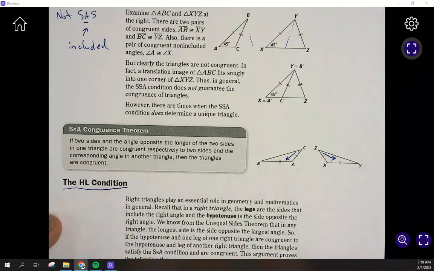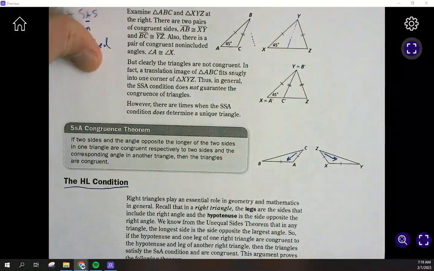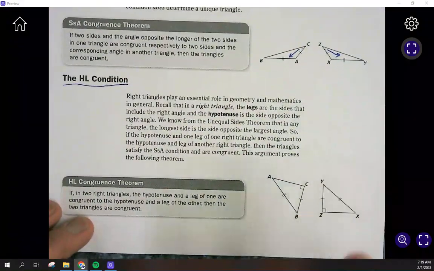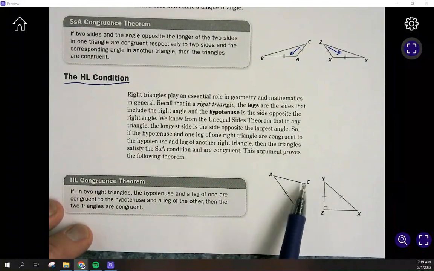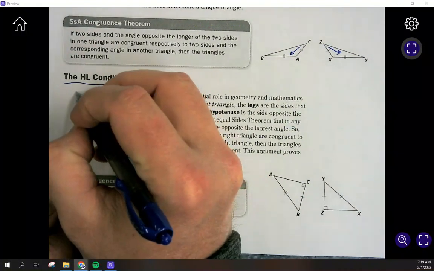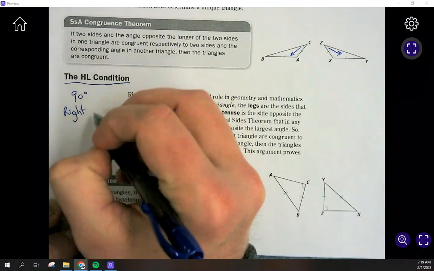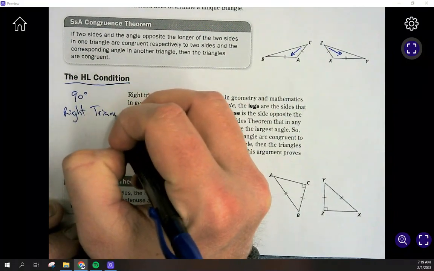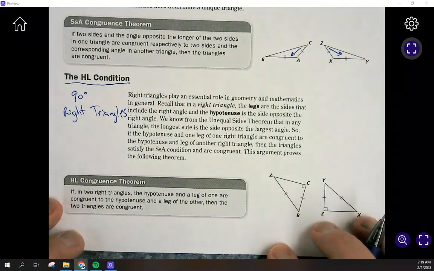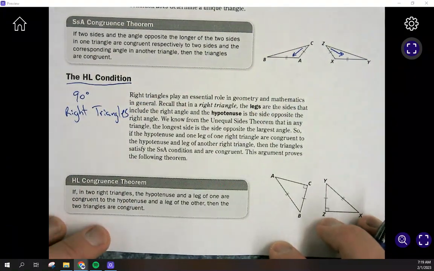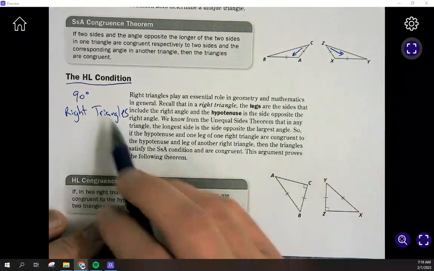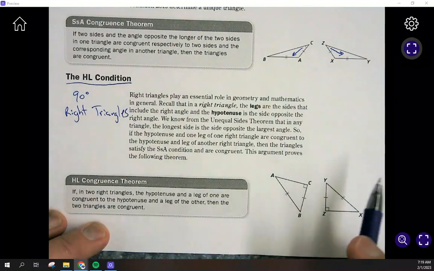And now we're going to study a more common special case, the HL condition. So we're going to be looking at triangles that have 90-degree angles. Right triangles. This condition only works in right triangles. It actually is the SsA theorem. So it's the hypotenuse-leg condition.